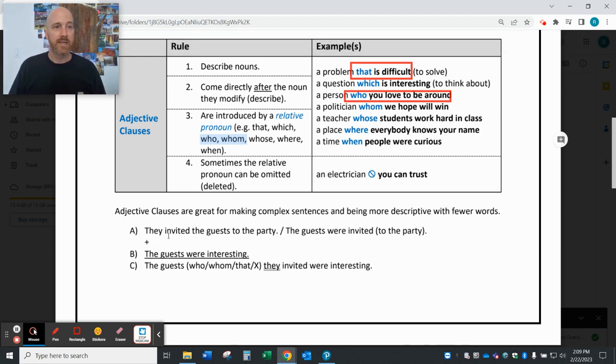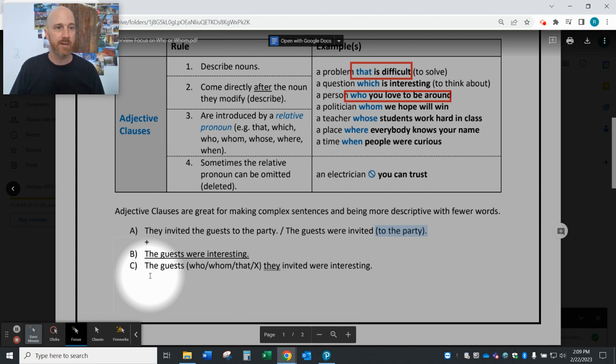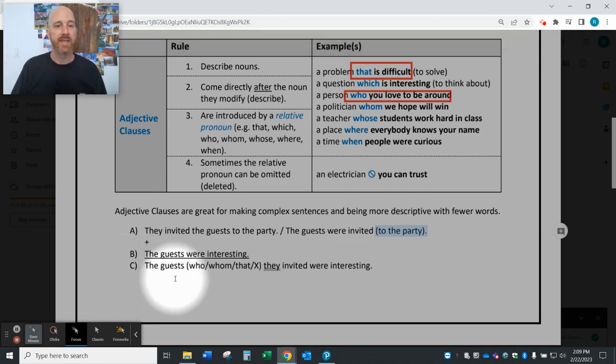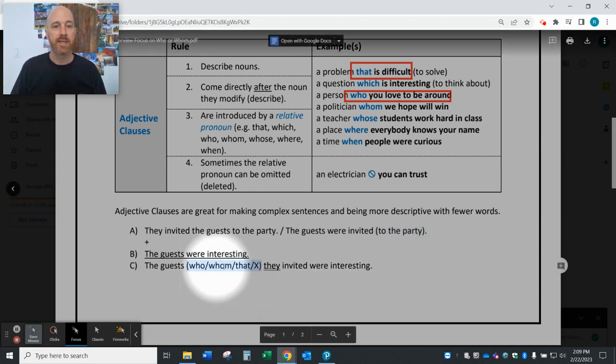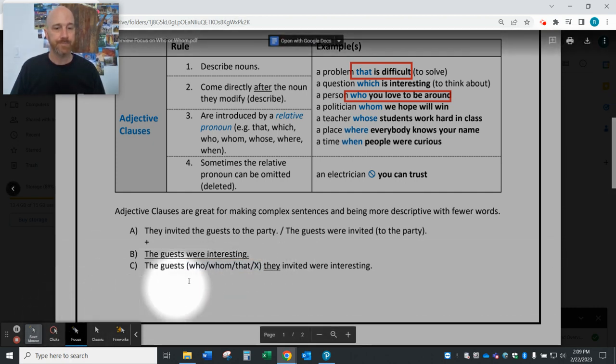Adjective clauses are great for making complex sentences. When you were first starting to learn English, maybe you made simple sentences like, they invited the guests to the party, or the guests were invited to the party. And the guests were interesting. But with an adjective clause, you can combine those two simple sentences and write a more complex sentence with fewer words. The guests who they invited were interesting. Or you can say, the guests whom they invited were interesting. You can also use that or leave the relative pronoun out.